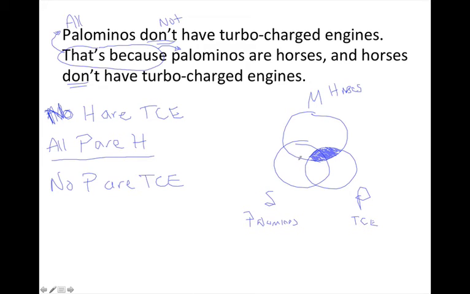All Palominos are horses. I was looking at the wrong P, sorry. All Palominos are horses, so we're shading the area of Palominos that's outside the horses area. Very attractive. And we see that, in fact, the conclusion does appear. The area of overlap between Palominos and turbocharged-engined things is empty.